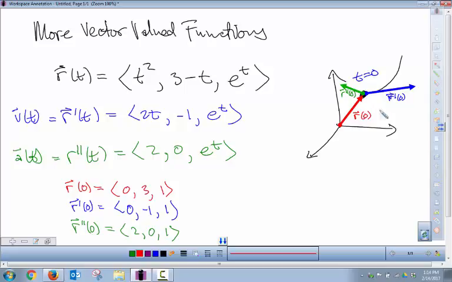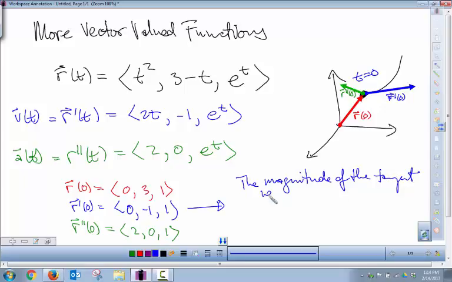The magnitude of the tangent vector. Yeah, so the magnitude of the tangent vector turns out to be, well, if you take the magnitude of a vector, what do you get?